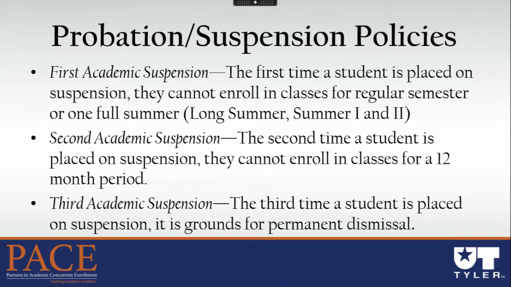The first time a student is placed on suspension, they cannot enroll in classes for a regular semester or one full summer. The second time a student is put on academic suspension, they cannot enroll in classes for a 12-month period. And a third academic suspension is grounds for permanent dismissal. These suspensions are important to note because if a student is on suspension, especially first or second academic suspension, it could affect their scheduling as well as diploma requirements if they're not allowed to enroll.